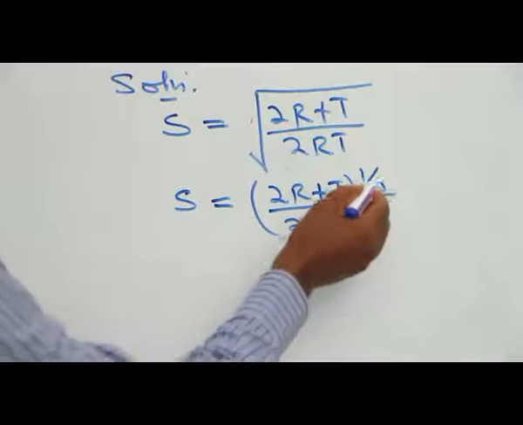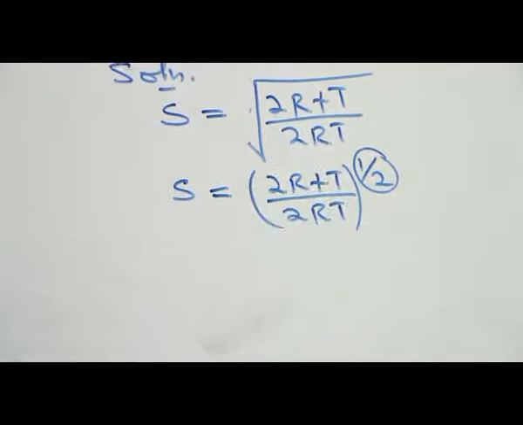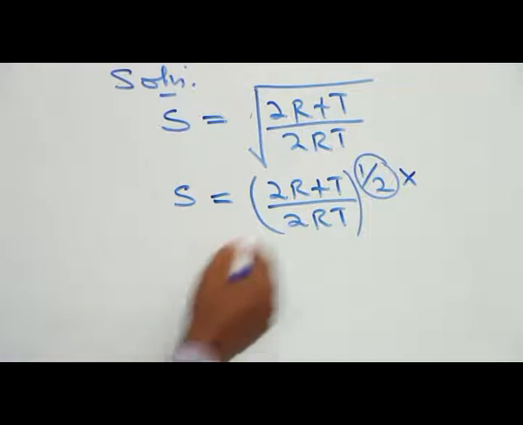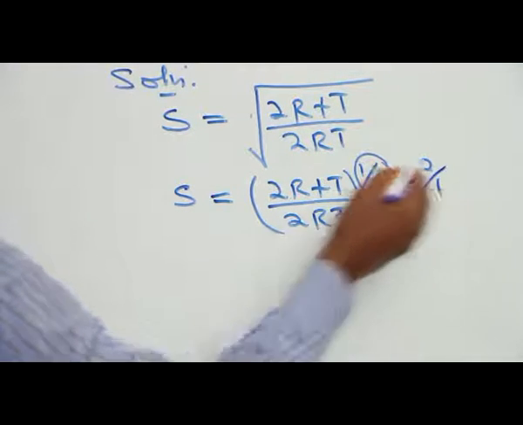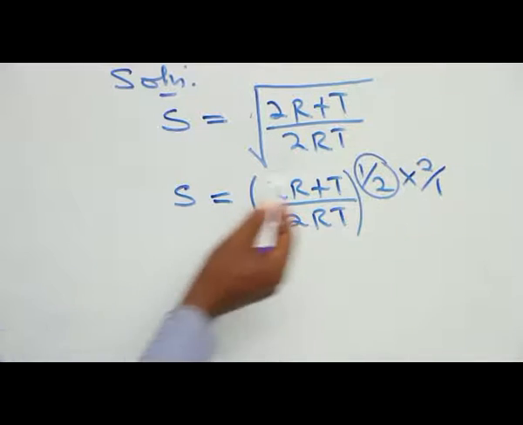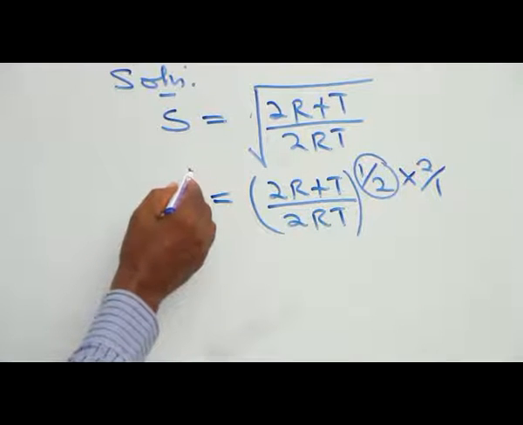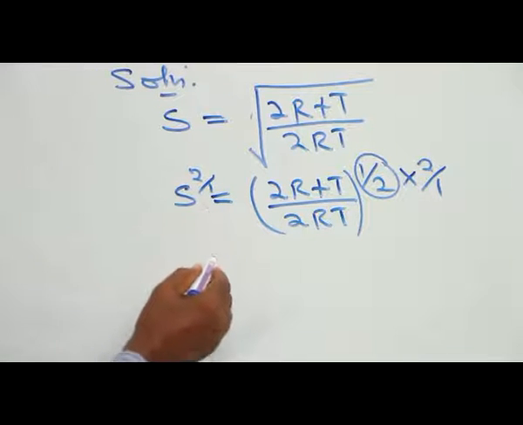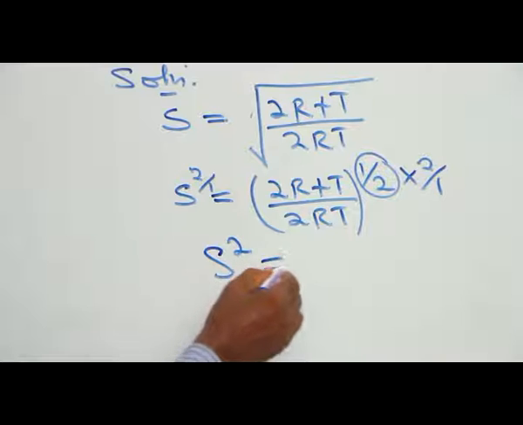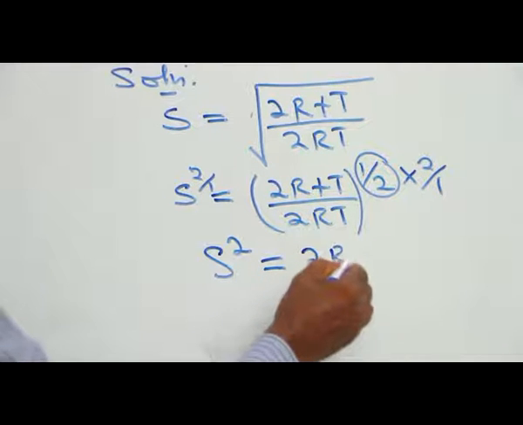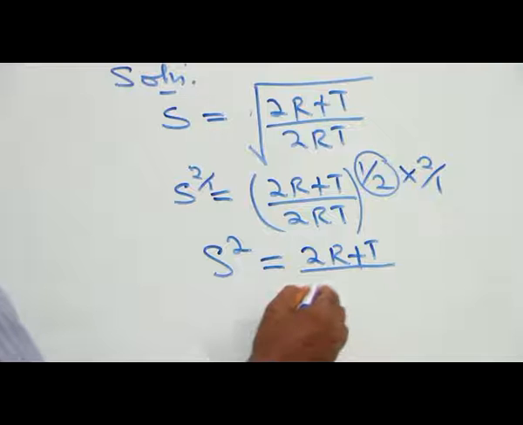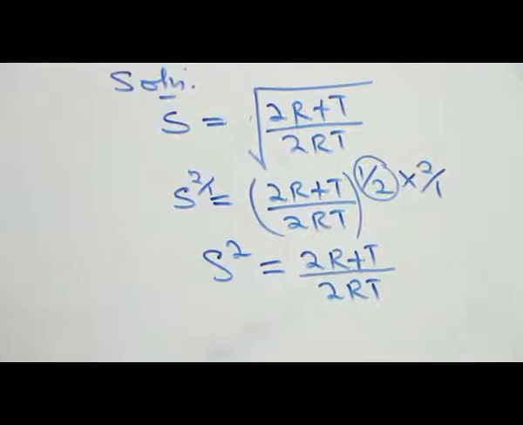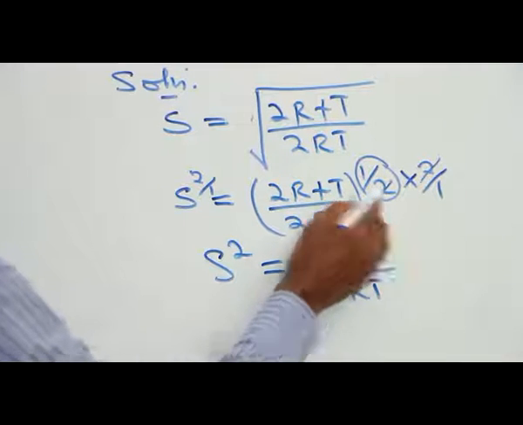Now, in this case, we want to eliminate the power half. And we can only do that by multiplying both sides by the reciprocal of half. And the reciprocal of half is 2 over 1. So if I am doing that to the right hand side, I must do the same thing to the left hand side. So I multiply this by 2 over 1. Remember that 2 over 1 is the same as 2. So we have S squared equal to 2R plus T all over 2RT. The 2 and 2 here will cancel out.